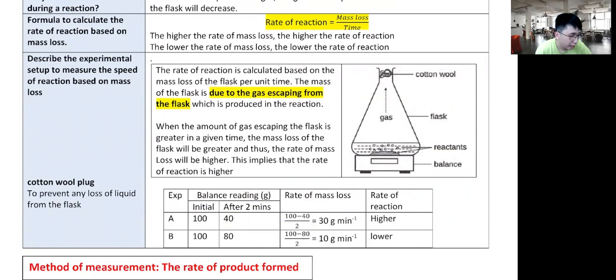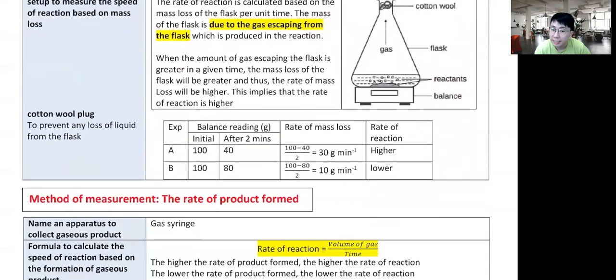But let's say I have another experiment, 100 gram. After 2 minutes, it turns into 80 gram. I take 100 minus 80, which is 20, over 2 minutes. You get 10 gram per minute, which means in 1 minute it loses 10 gram. So experiments A and B look the same, but probably something is different in between. You can see that the value for A is bigger than B, therefore the rate of reaction is higher in A, lower in B. That's how we normally find the rate of reaction of an experiment.